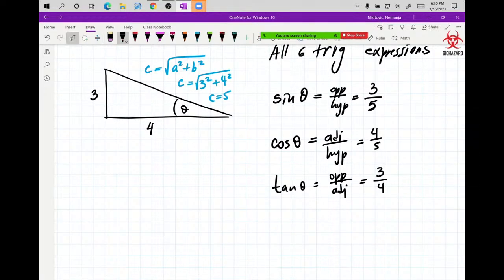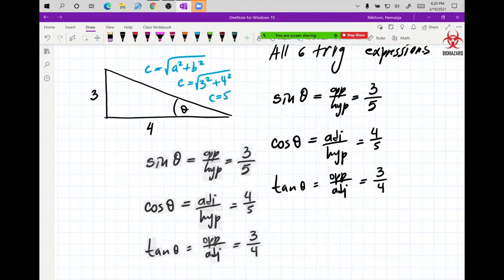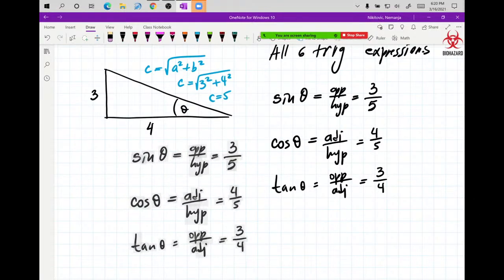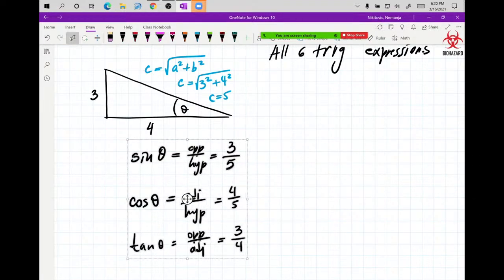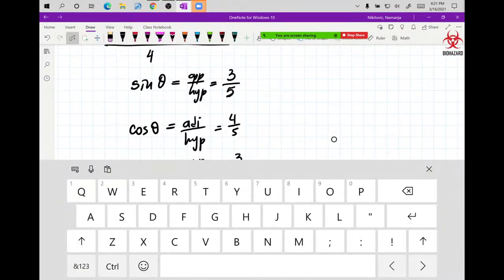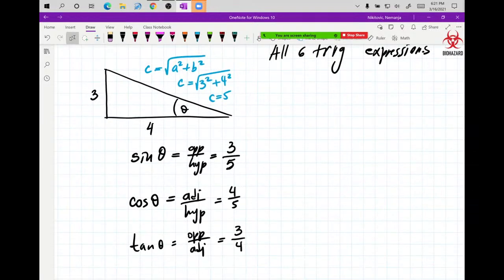Now, what else do we have? We have a cosecant theta. Actually, you know what? I'm going to move these so that I can fit the other ones next to them. So how about we go right there and then just go next to them, because the cosecant is the flip of sine. Cosecant theta has to be 5 over 3.